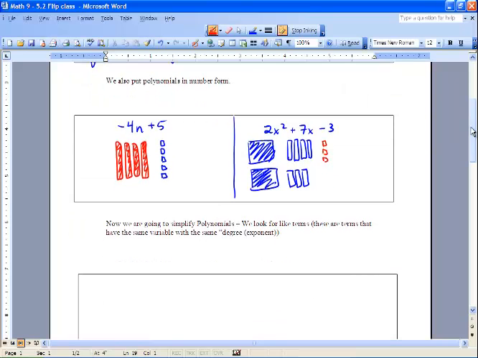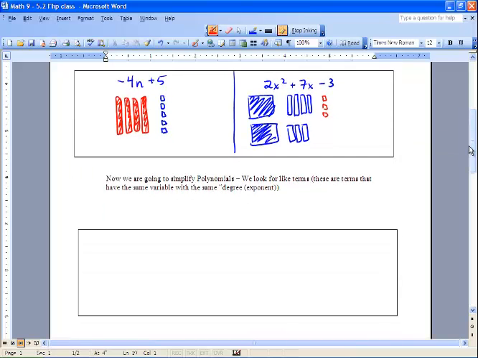Now the main focus of today is we're going to be simplifying polynomials. We need to look for like terms, so these are terms that have the same variable with the same degree. Now degree is the exponent. All right. So let's check something out here. Let's draw a whole bunch of algebra tiles, and we're going to cancel them. We're going to simplify it.